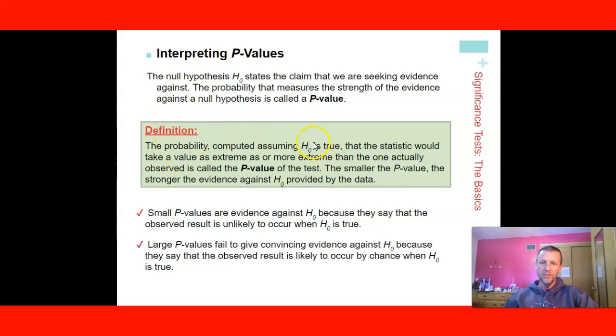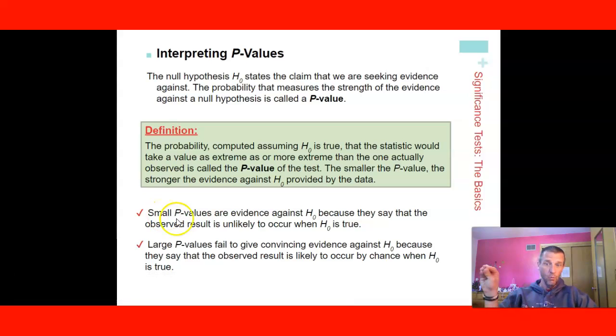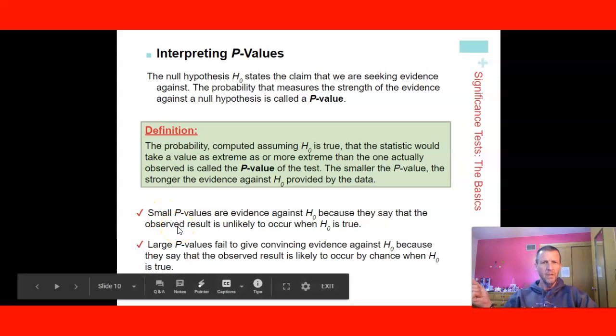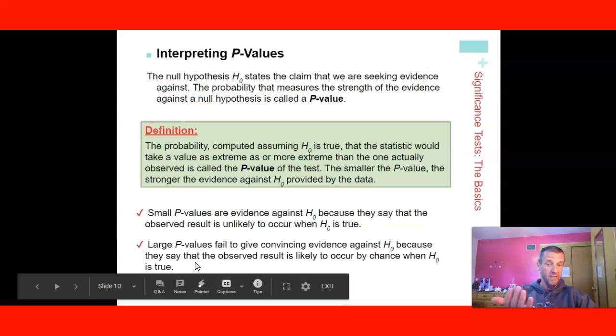When we assume that the null hypothesis is true, the statistic that would take a value as extreme or more extreme than the one actually observed is called the p-value. In other words, what's the chance that I would pull a p-hat or an x-bar that far out in the tail if the null hypothesis was really true? A small p-value, which means I was way out in that tail, makes me think maybe that null hypothesis wasn't true. A large p-value, which means I was back in the body of that normal curve, I wasn't out there in the tail so far, so the p-value is higher, maybe that gives me evidence that the null hypothesis really is true.